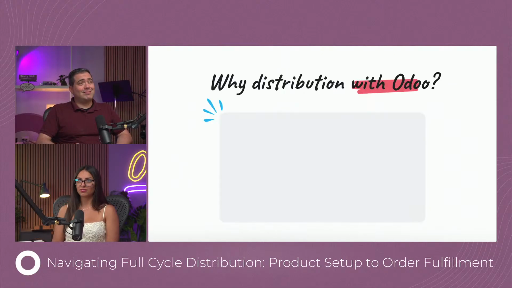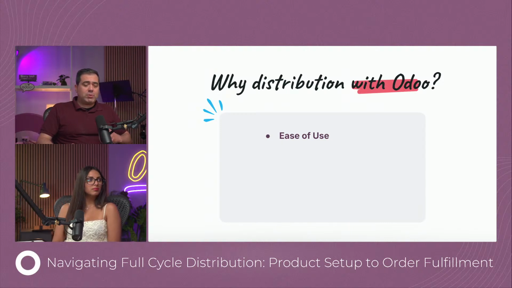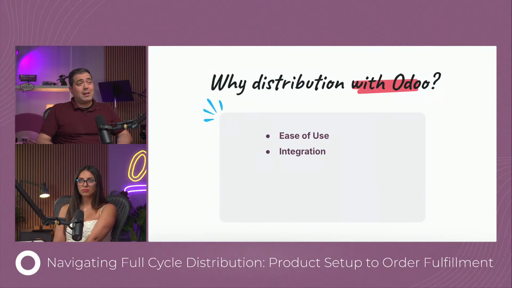Nice, thank you. So on top of that, why do distribution with Odoo? Well, first is ease of use. It's a very friendly software. All the apps have a similar look and feel. So if you know how to use one app, you'll have a very good idea of how the next app will work. Next is integration. Everything is natively integrated and talks to each other seamlessly, so you don't have to worry about connecting this sales order to that invoice. It's all done natively in the software.